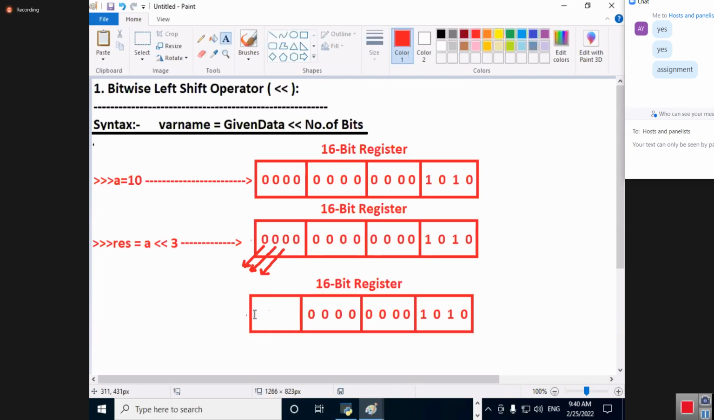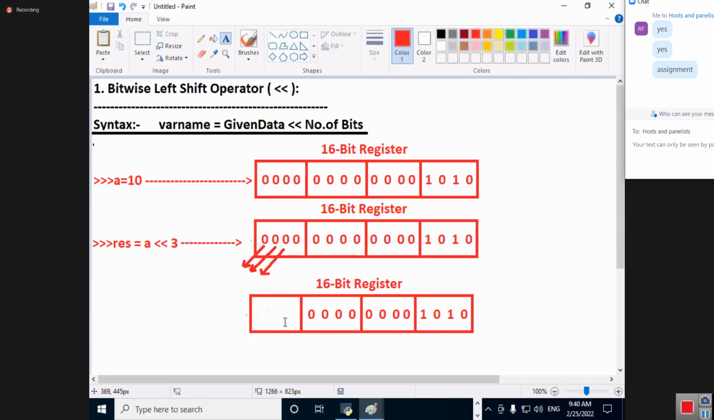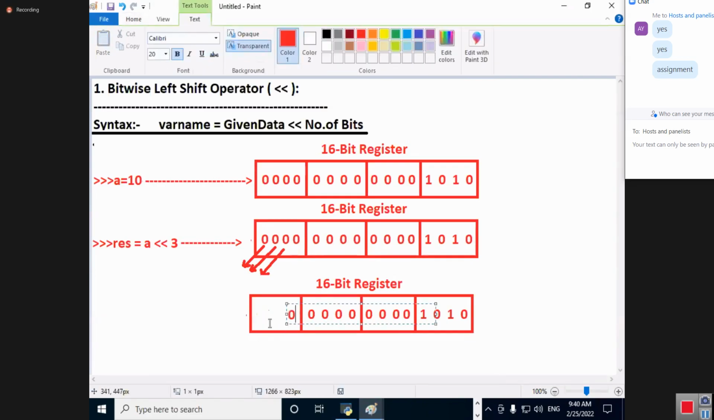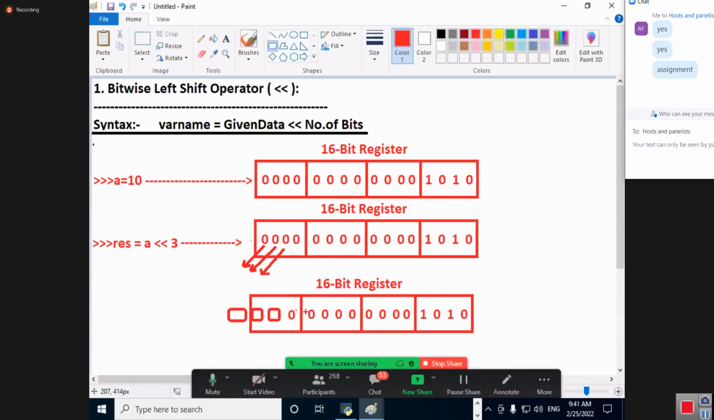Here what is available? 0 is available. How many spaces are there? Three spaces are available. Here 1 space, here 1 space, here 1 space. 3 spaces means what is happening? Just imagine this will come to this place, this will come to this place, and this will come to this place. All of them are moving to the left side or not?